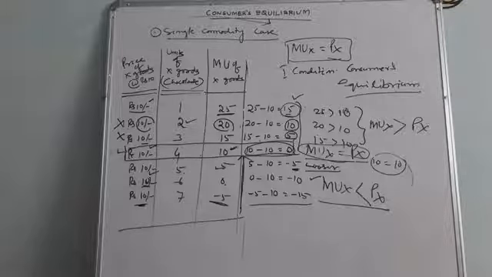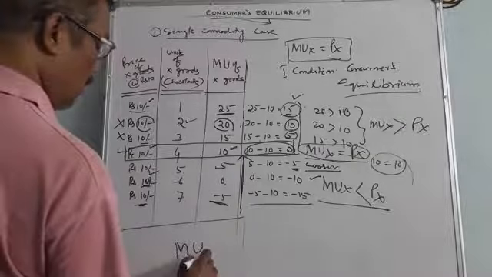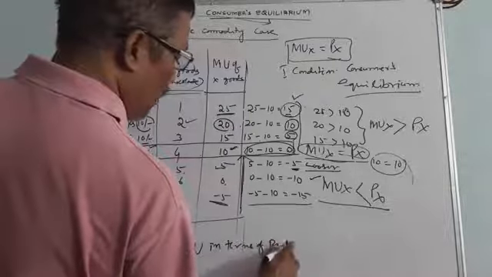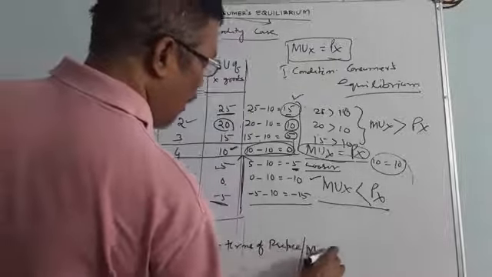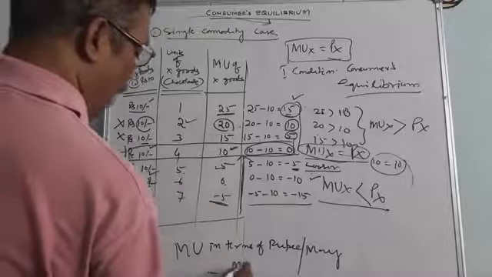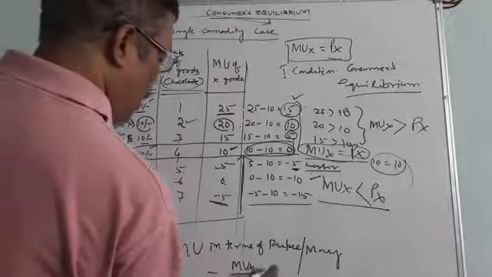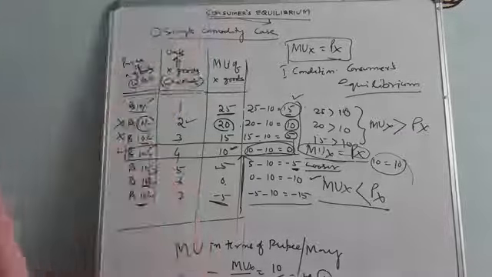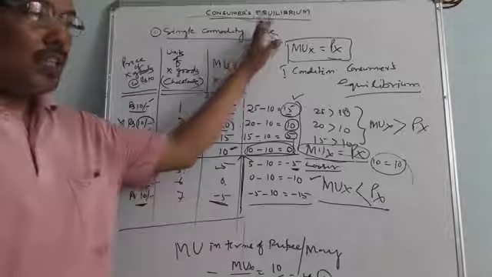So in the explanation of consumer equilibrium, we draw the marginal utility of money in terms of rupees, or money, equal to marginal utility upon the price. Because in the initial stage, 1 unit equals 1 utility.